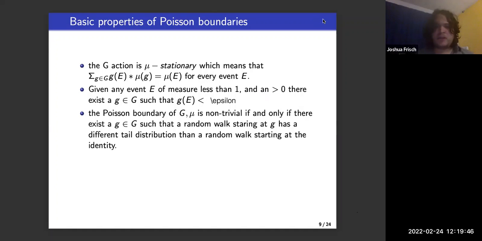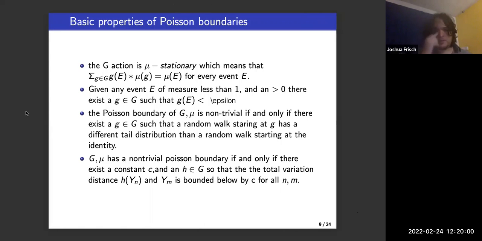The Poisson boundary is non-trivial if and only if there exists a g such that the random walk starting at g has a different tail distribution than a random walk starting at the identity. And (G, mu) has a non-trivial Poisson boundary if and only if there exists a constant and an h in G so that the total variation distance between h Yn and Ym is bounded below by some constant.